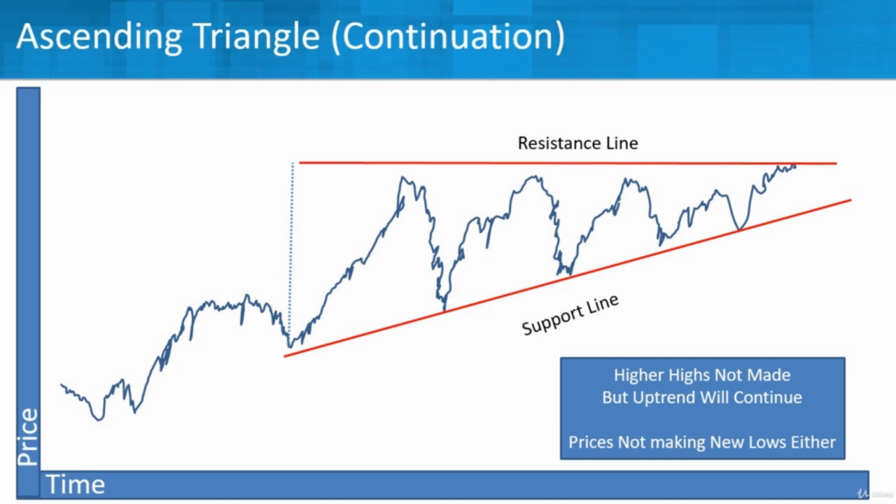And you can see how the trading range narrows. So that is what's called an ascending triangle. Ascending because it's an upward trend, and the bottom line of the triangle, that support line, is sloping upwards, while the resistance line is more horizontal. So that's an ascending triangle, which is a continuation idea.